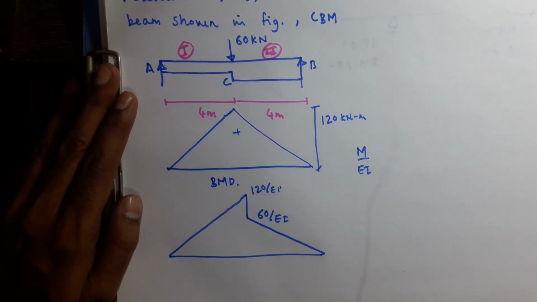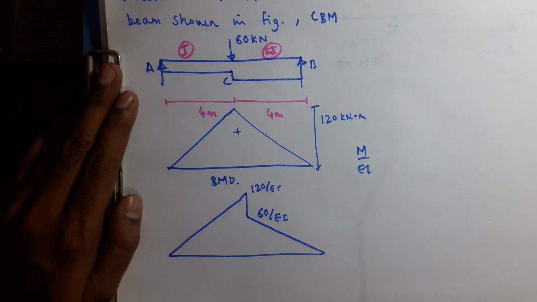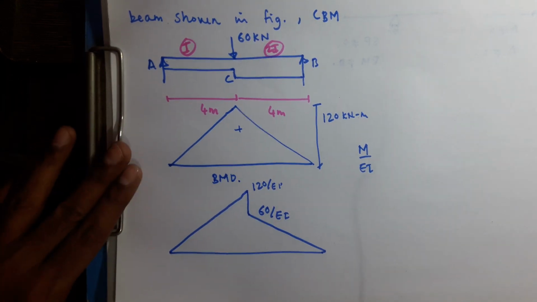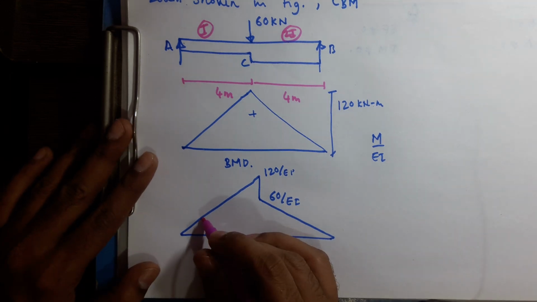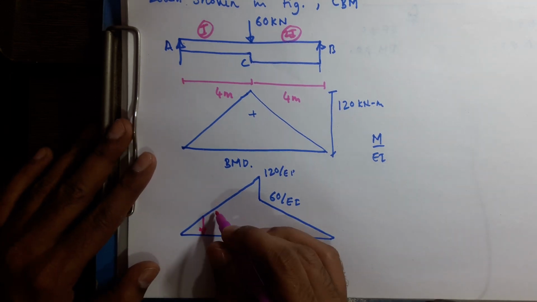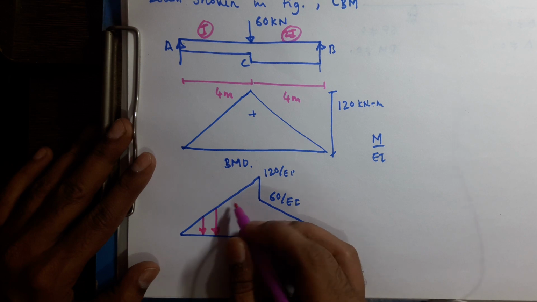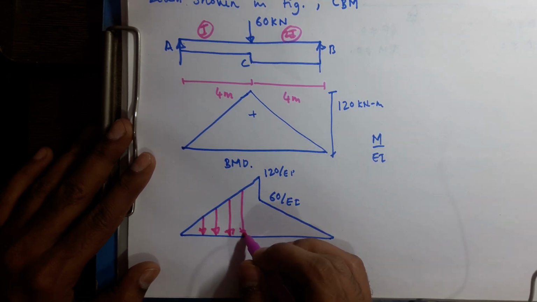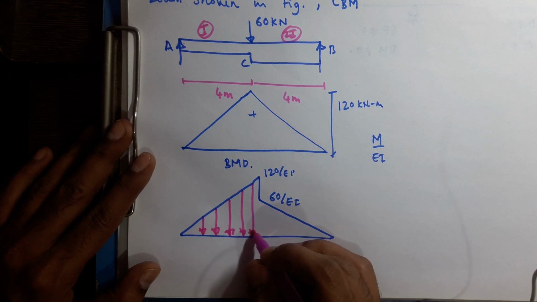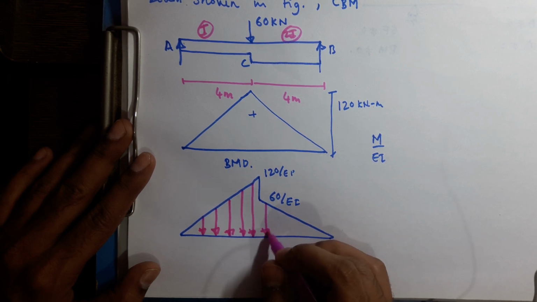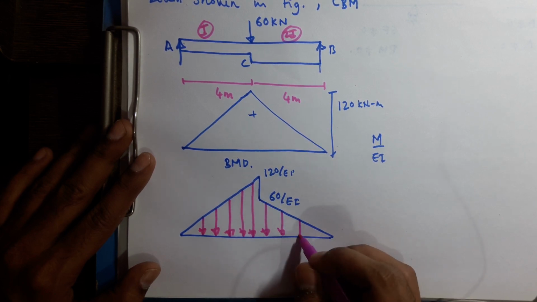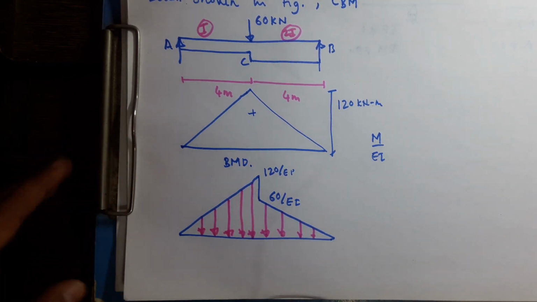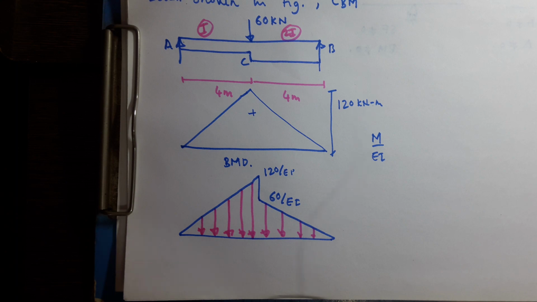Now see, the bending moment is positive. For positive bending moment, the load intensity in the loading diagram you have to take downward, and for negative bending moment diagram you should take upward. So here we are taking loading intensity downward. Now we can apply boundary conditions.